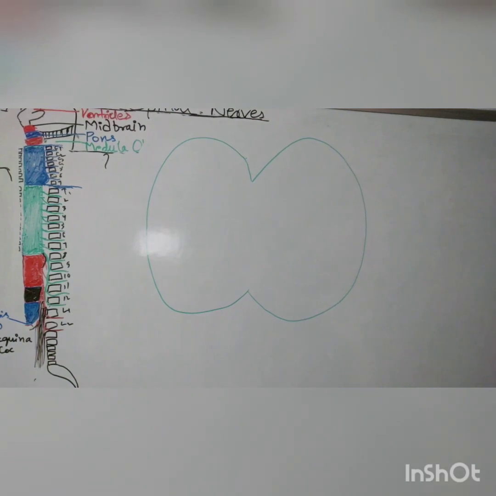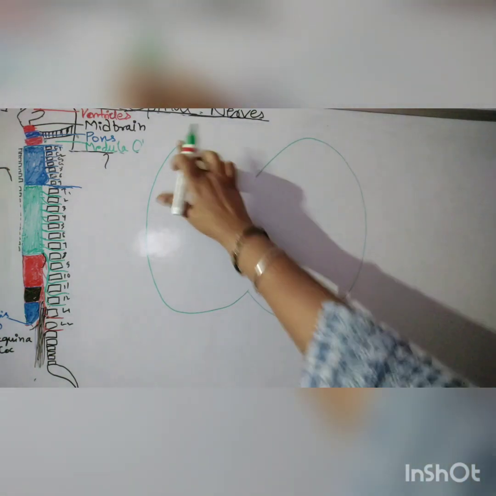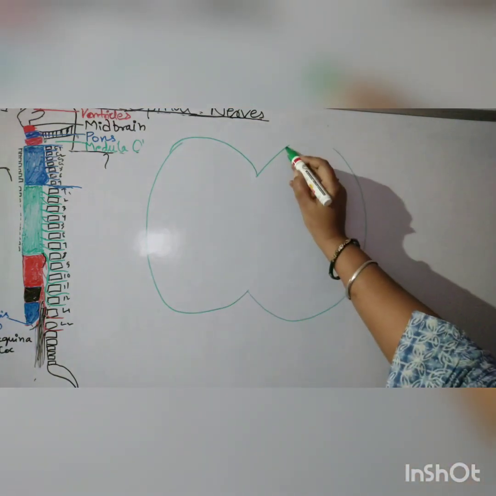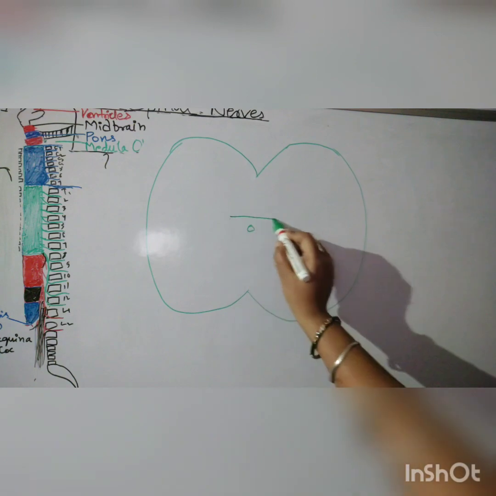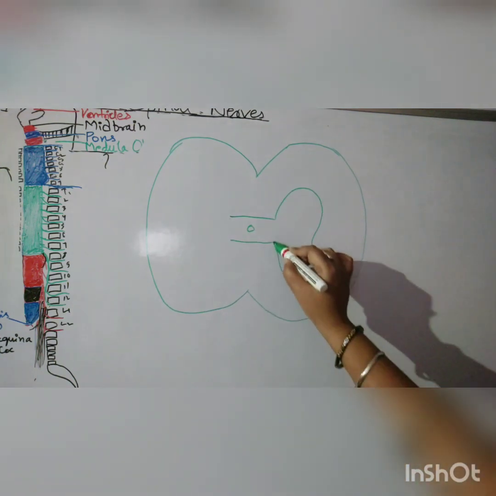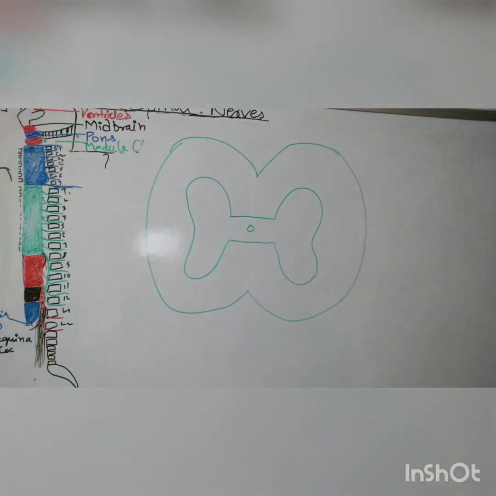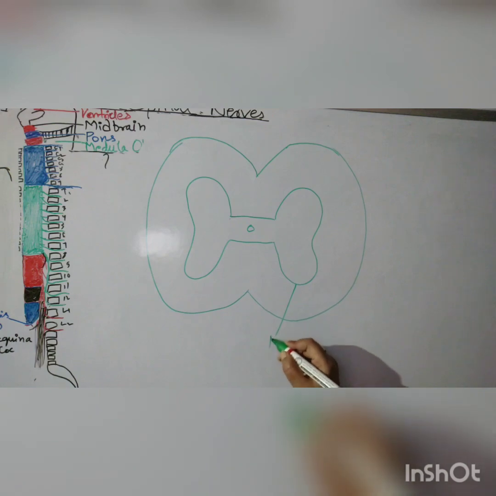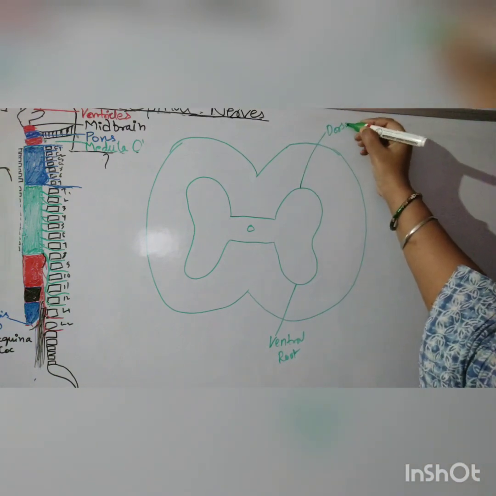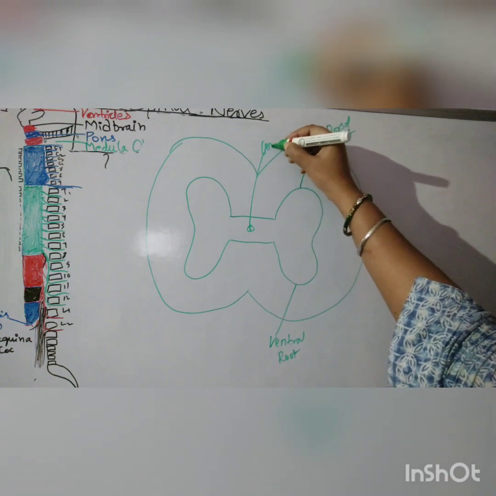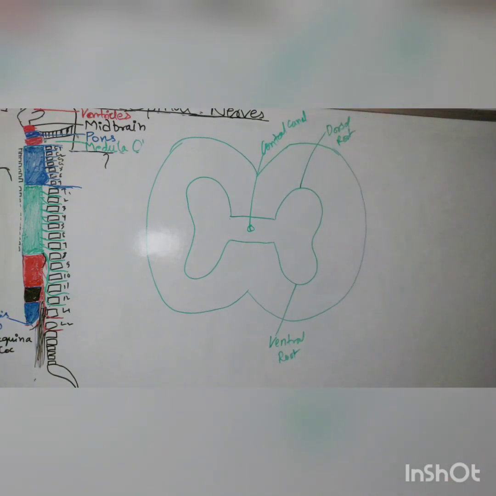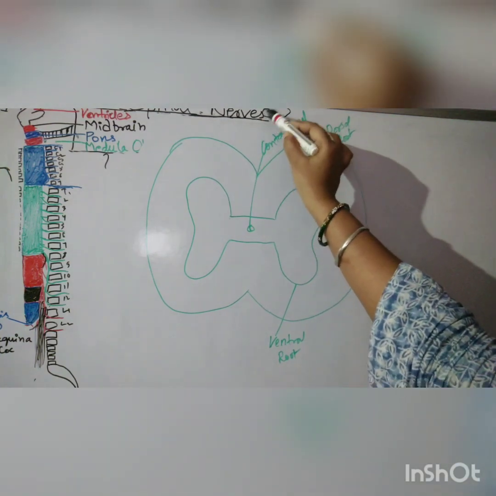So this is your transverse section of the spinal cord and vertebra. This is your vertebra, and this is the central canal. This is your ventral root. This is your dorsal root, and this is your central canal. Somehow here it is your brain.